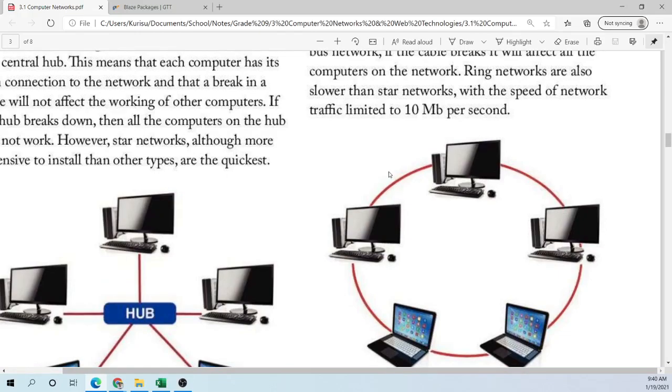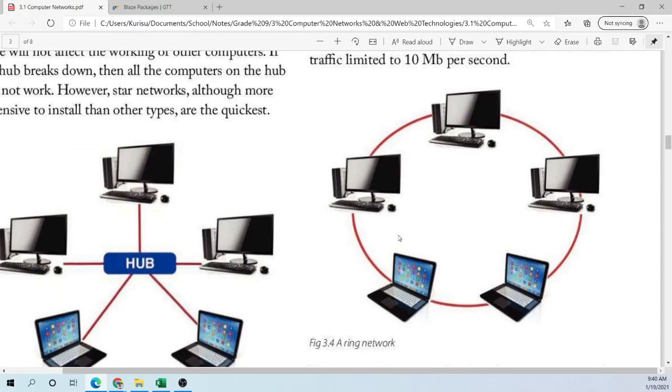Now, how the ring operates is that it goes in one direction. If I remember correctly, I think the ring only goes in one direction. And so if a part was to break, then that means the network would not be able to communicate with each other, because I don't think it goes in the other direction. I might be wrong about that, but I think that's what I remember learning.